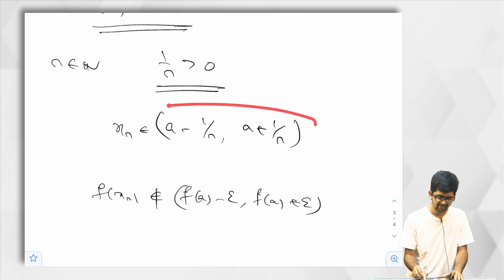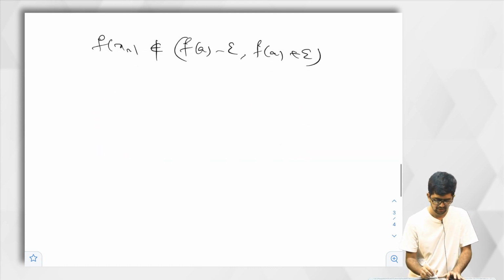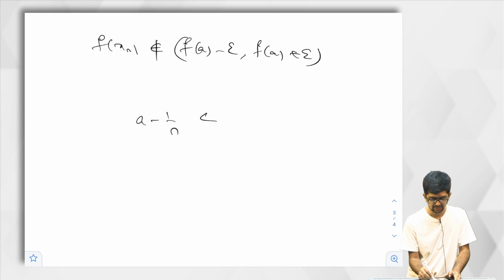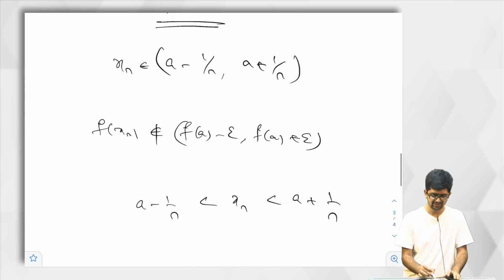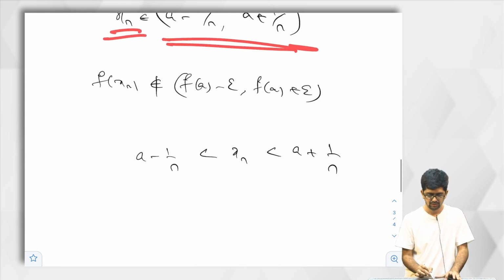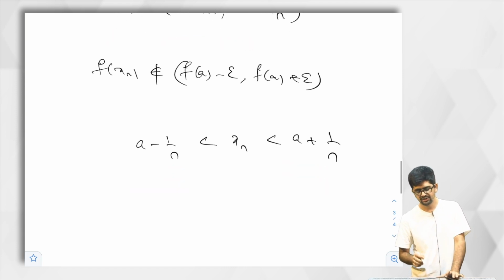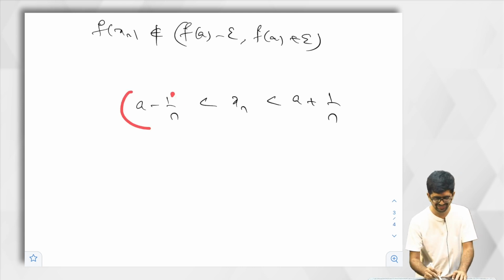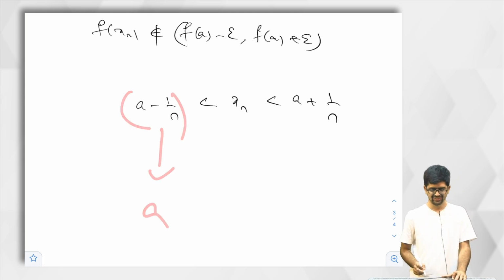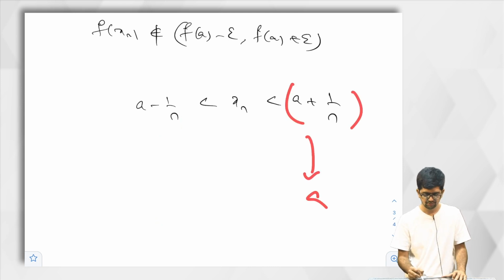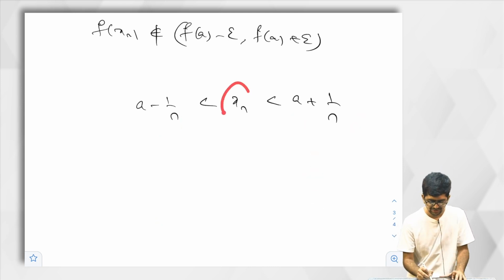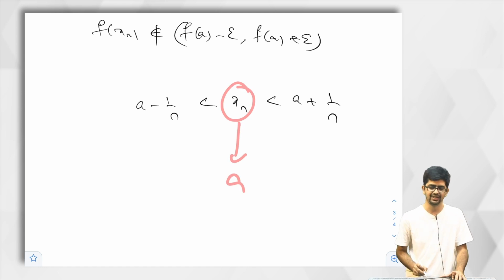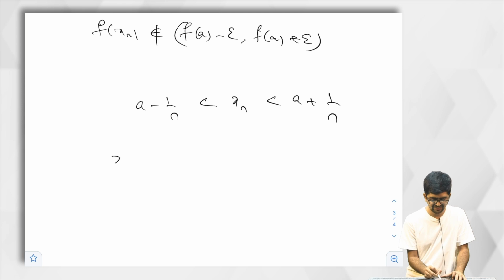So, let us first see what this says. Let me write this down. That says a minus 1 by n is less than xn, which is less than a plus 1 by n. That is what it says, right? xn is an element of this interval, which is simply this. Observe that if I take the corresponding sequence a minus 1 by n, this converges to a. Similarly, this converges to a. By the squeezing theorem, this sequence should converge to a. So what do we have? We get a sequence xn that converges to a.